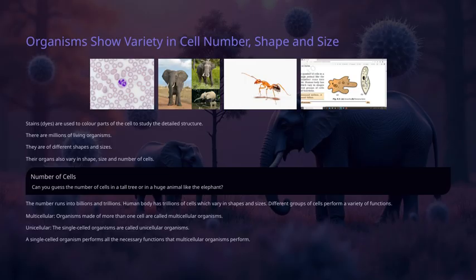This brings us to an important classification. Organisms made of more than one cell are called multicellular organisms. Think of humans, animals, plants. They all fall into this category. On the other hand, single-celled organisms, like bacteria and certain protists, are called unicellular organisms. Interestingly, even a single-celled organism can perform all the essential functions that multicellular organisms do, just on a simpler scale. This diversity in cell number and structure is a key part of understanding the complexity and adaptability of living organisms.